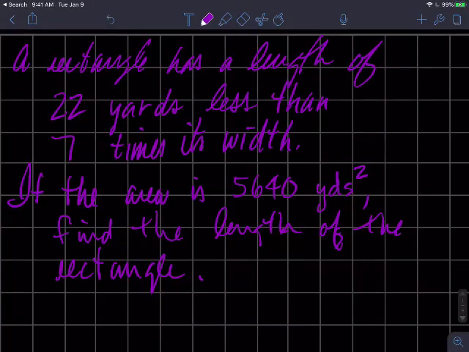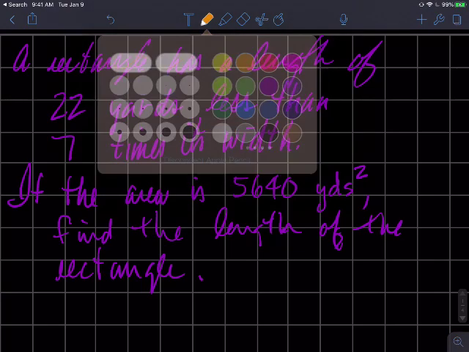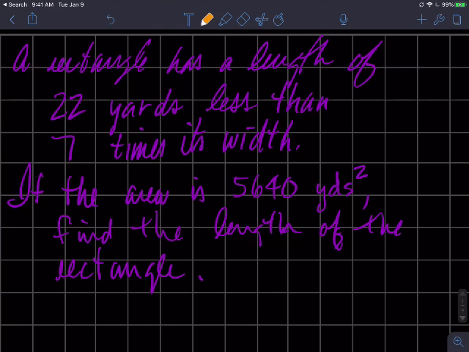So you're faced with this problem. A rectangle has a length of 22 yards less than 7 times its width. If the area of the rectangle is 5640 yards squared, find the length of the rectangle.